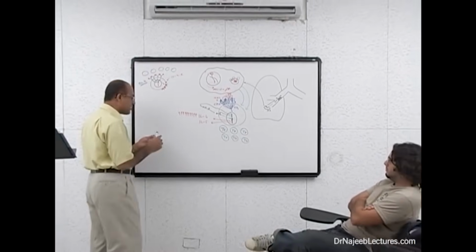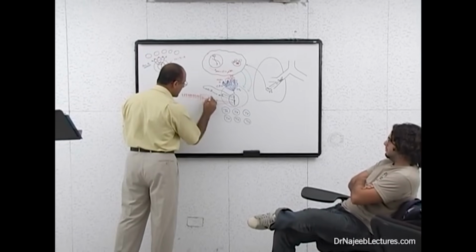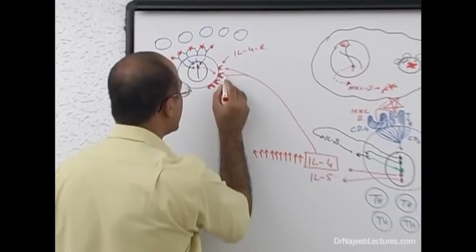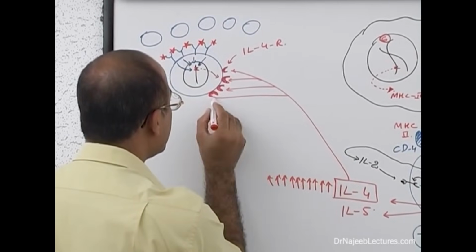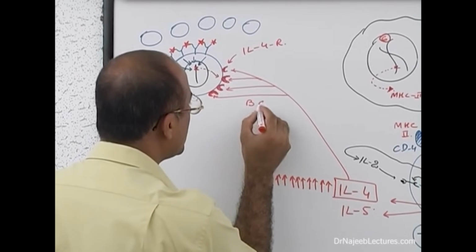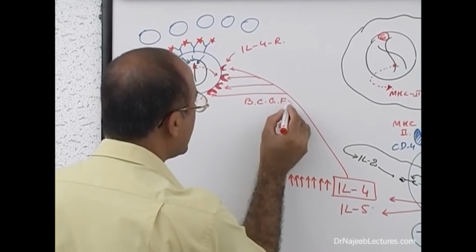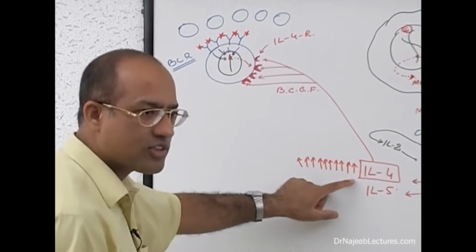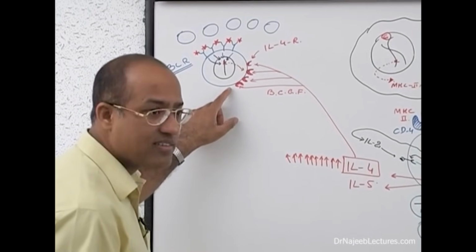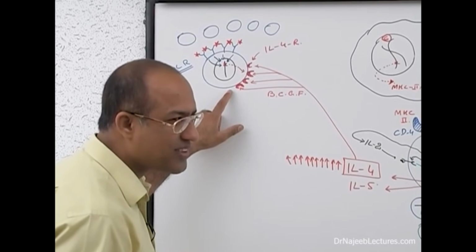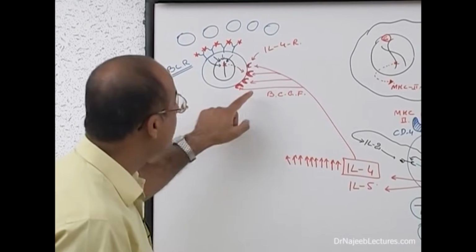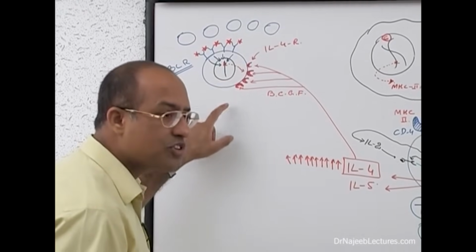Interleukin 4 has many functions. One of the functions of interleukin 4 is that it acts as a B cell growth factor, because interleukin 4 in low and moderate concentration can stimulate the B cells, of course only those B cells which are expressing interleukin 4 receptors, and stimulate these B cells and force them to multiply.